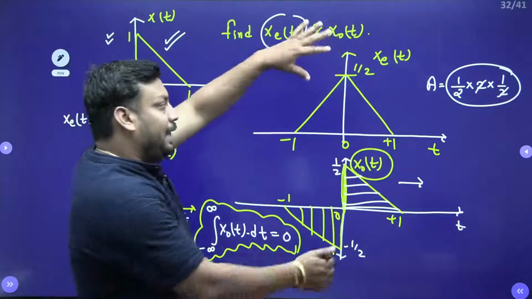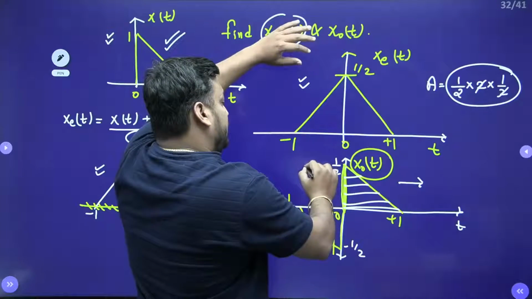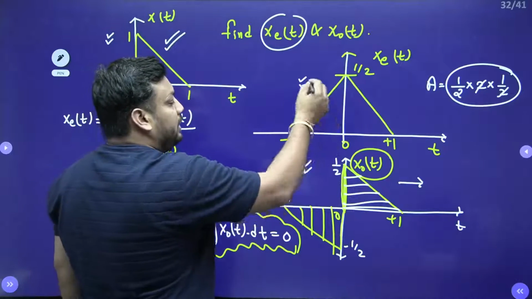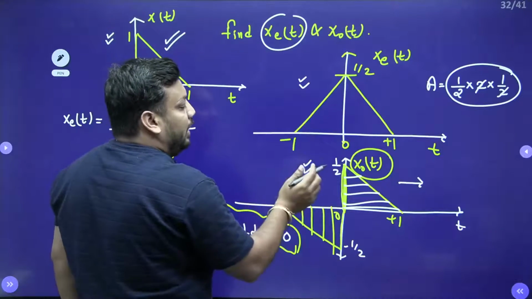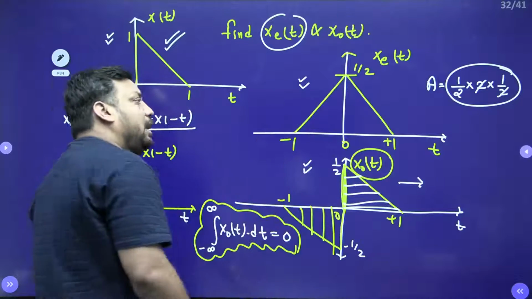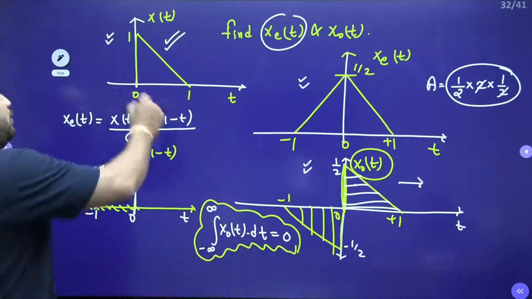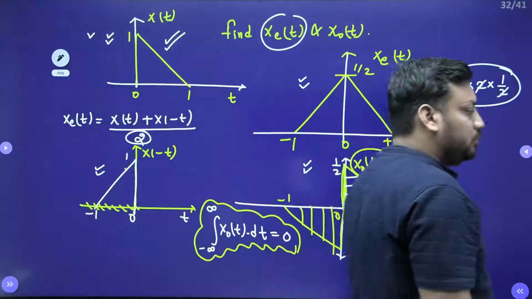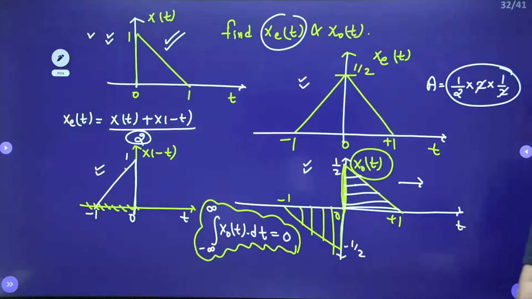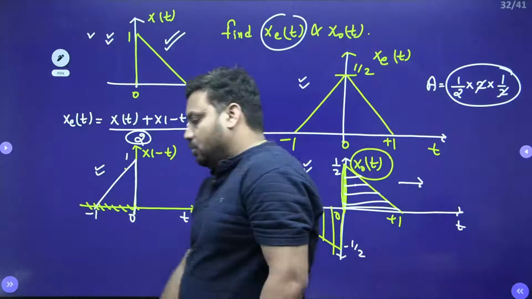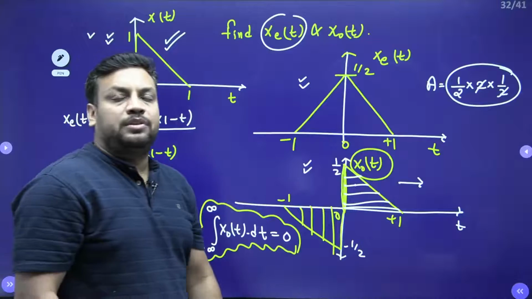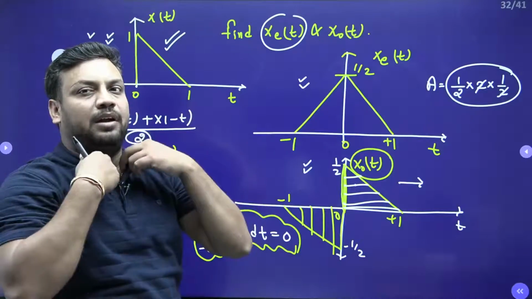And here you can also prove that if I add the x even part of t and the odd part of t, these two signals, then the left hand side part is going to be compensated and this part is going to be doubled. So half and half will become 1 and it will become the original signal x(t) back. Is it clear or not? I hope it is clear.